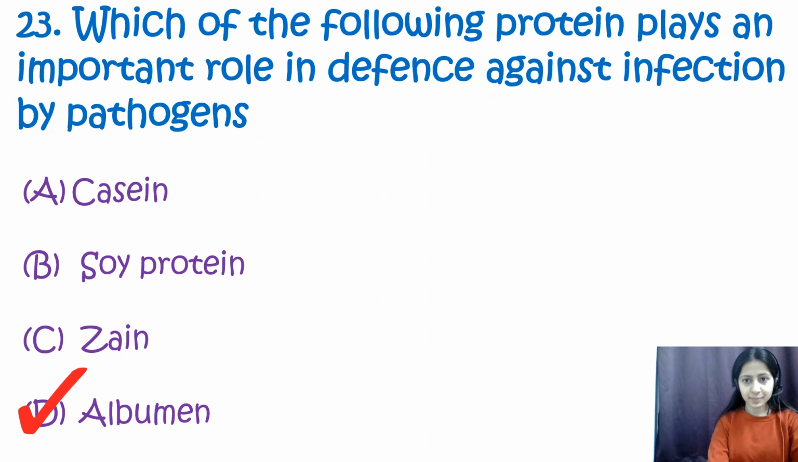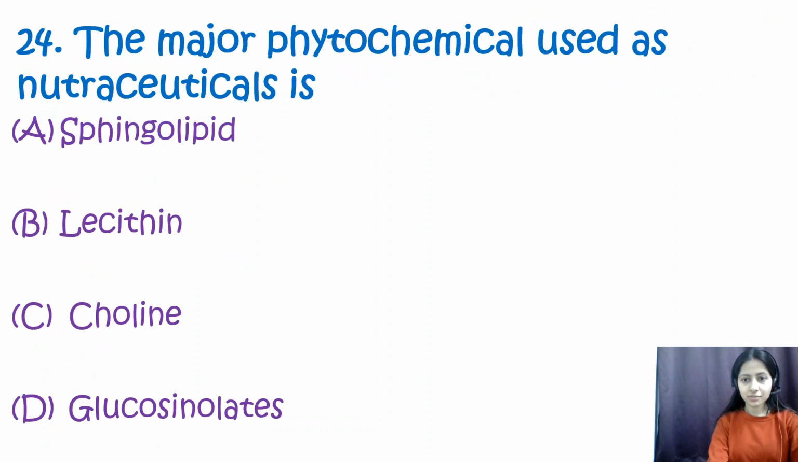Number 24. The major phytochemicals used as nutraceutical is option A sphingolipids, option B lecithin, option C choline, and option D glucosinolates. So the correct option is option number D, that is glucosinolates. So these glucosinolates are the natural components which are present in the pungent foods, say for example the mustards or the cabbages. So here the correct answer is number D, that is glucosinolates.